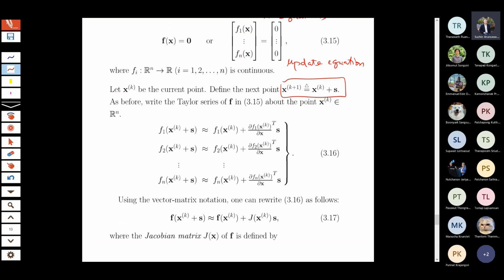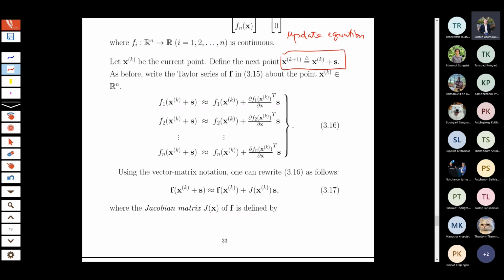Now this is a vector form, so we apply the Taylor series to each equation. You see that f1 of xk plus s is approximately equal to f1 of xk plus the dot product between the gradient vector of f1 and s. The partial f1 by partial x is actually the gradient vector. Am I right?